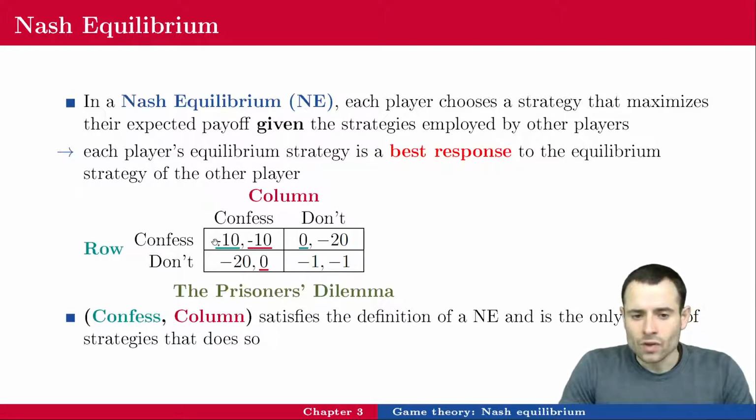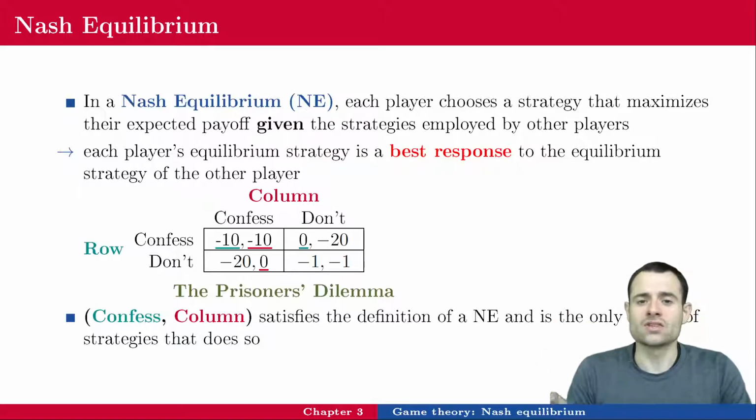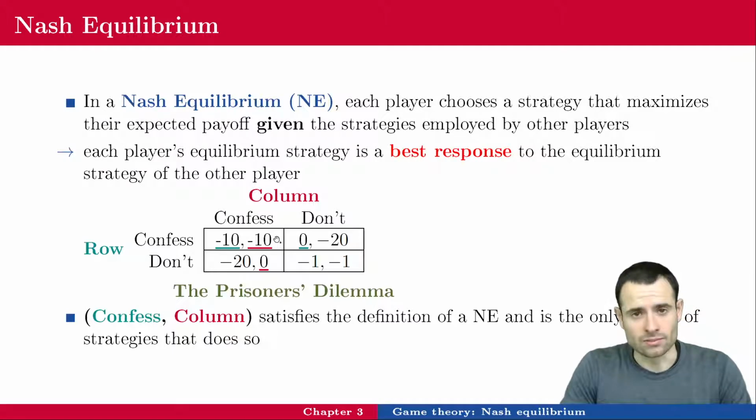For instance, when Colin plays not confess, row wants to play confess. So row playing confess is the best response to Colin playing not confess. That goes one way. However, if you go the other way, it doesn't work. Colin playing not confess is not a best response to row playing confess. When row plays confess, Colin wants to play confess as well.